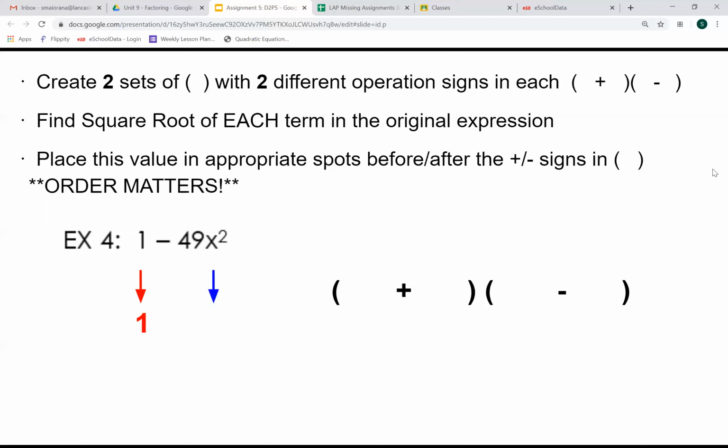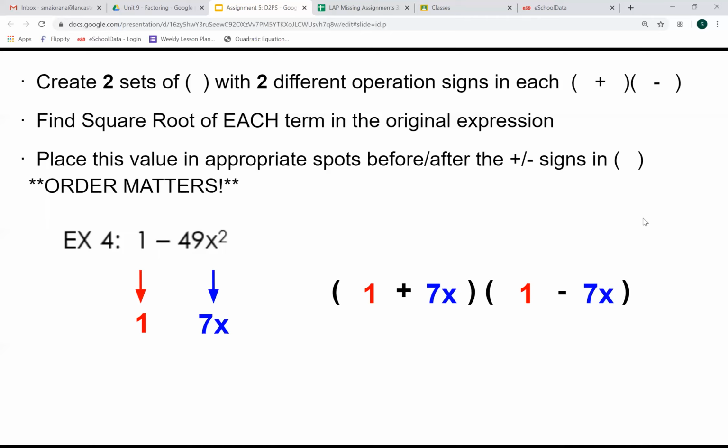Now, again, make sure we're paying attention to the order. 1 came first, so that's what goes in the first spot in each set of parentheses, and then the 7x goes second. So 1 plus 7x, 1 minus 7x is my factored form. It's not always going to be the x's in front. Sometimes they're first, sometimes they're second. Make sure you're consistent with the order that you have in the problem.